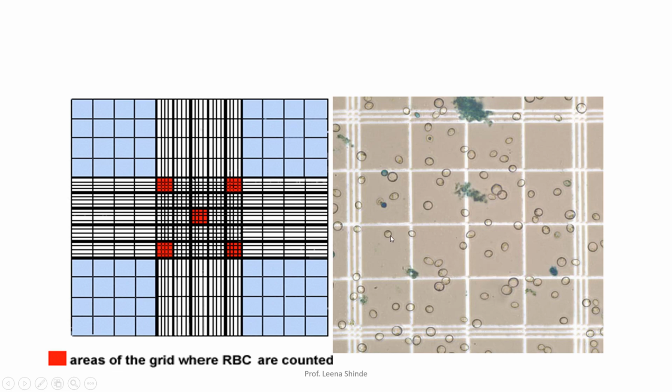Under the high power lens, this square looks like that. So these are the RBCs. Counting the cells accurately is important, because one cell counted in a double square increases the amount of RBCs.